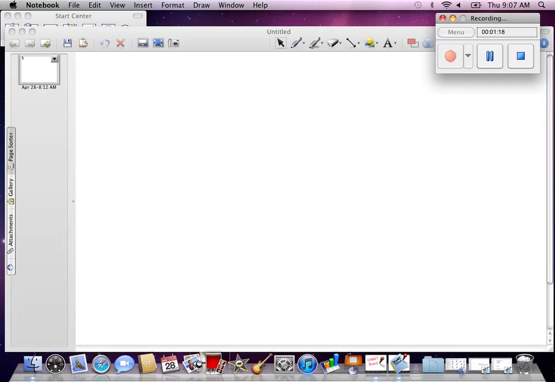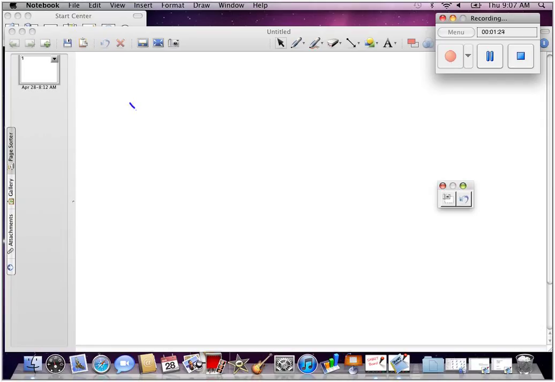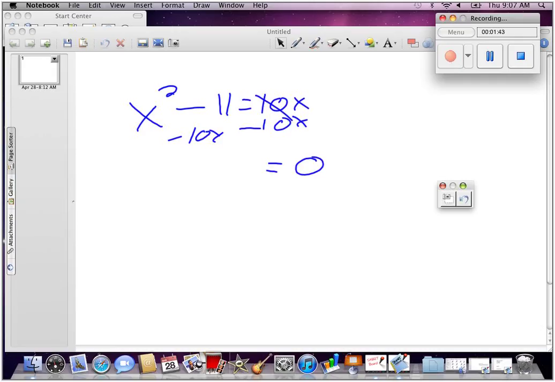All right, so I'm going to start with example 4. We've got x squared minus 11 equals 10x. Is this in standard form? What do I need to do? I'm going to have to subtract 10x from both sides. That will give me a 0 on this side, which is what I want.